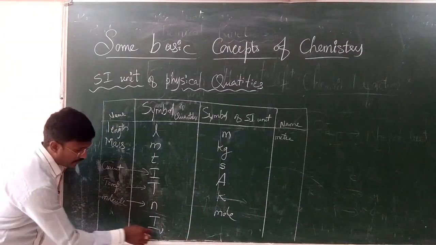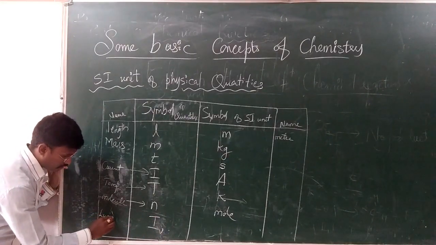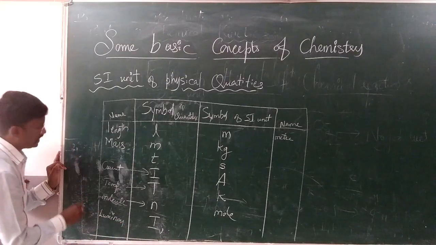Whereas capital I with a small v subscript indicates the luminous intensity.